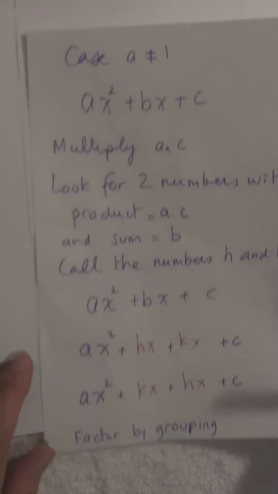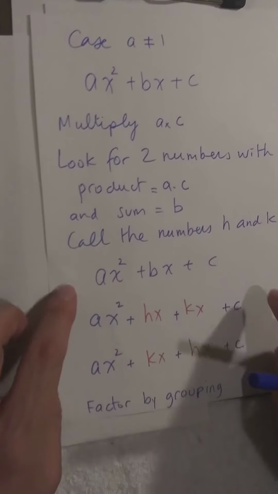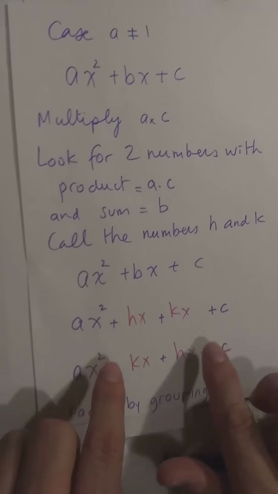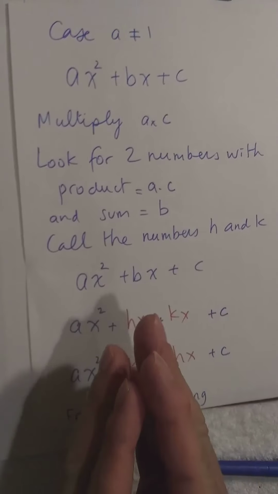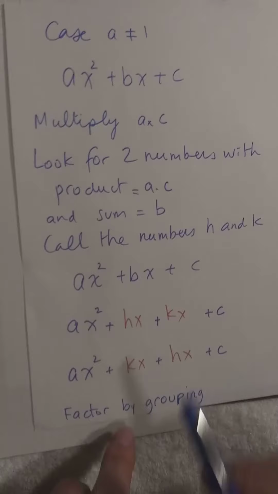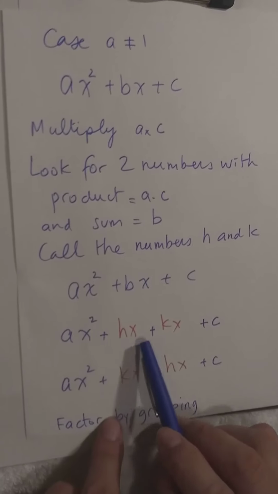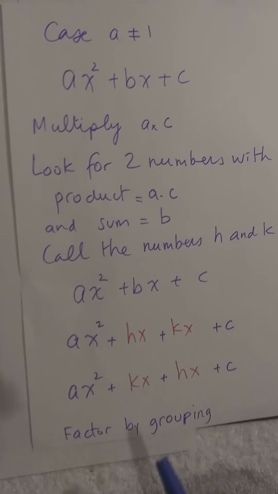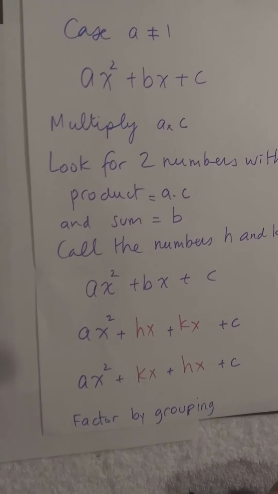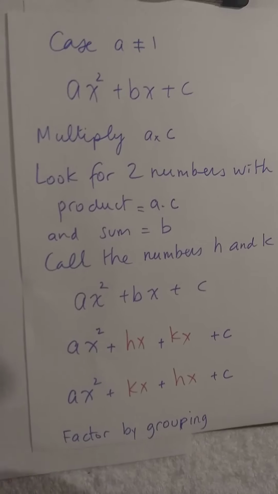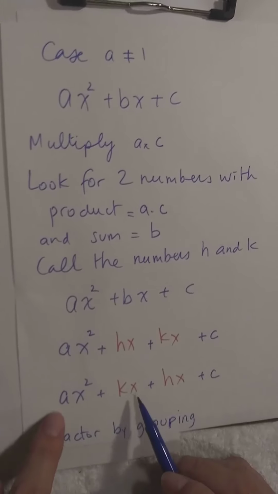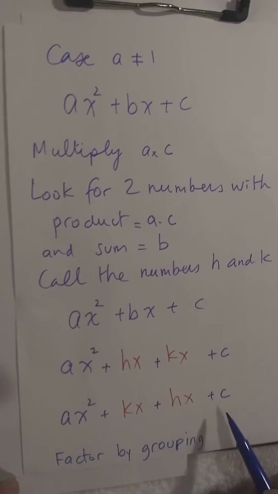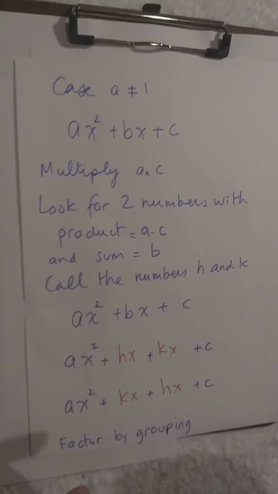Okay, so here's what we started out with: ax squared plus bx plus c. The middle term is going to be split up as a sum, hx plus kx, or kx plus hx. Does it matter which one you do? The answer is no. And then what you do is take the first two terms and factor by grouping, take the next two terms and factor by grouping, and join the two groups.